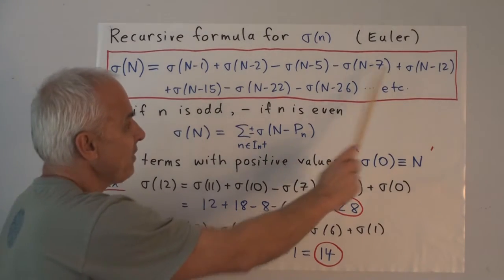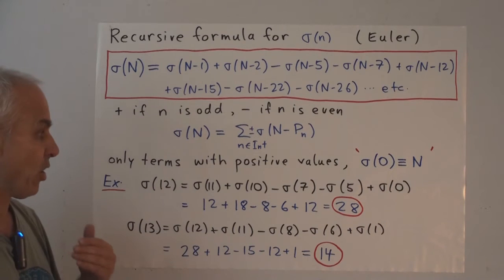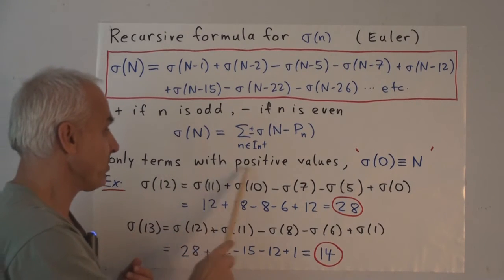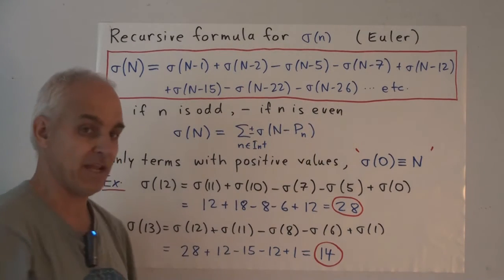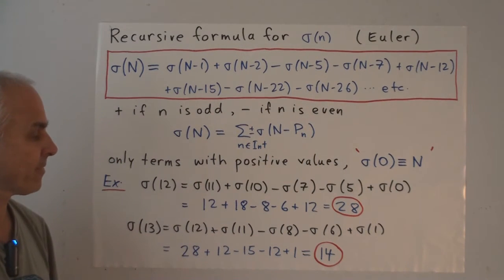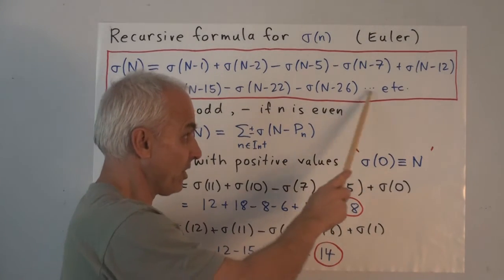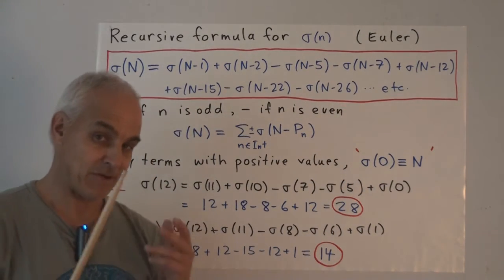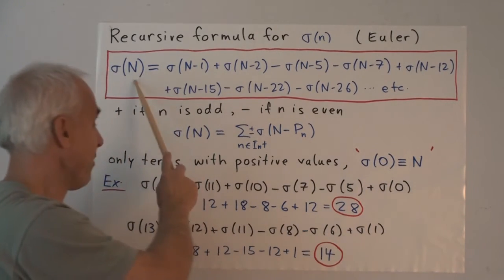In this sum, there are only a finite number of terms because we agree that the sigma function is only defined for terms with positive values. So once what's inside here becomes negative, we ignore it. And there's one more convention: if we end up with a sigma of 0 as the last term, we must interpret sigma of 0 as equaling n, the number that we started with.